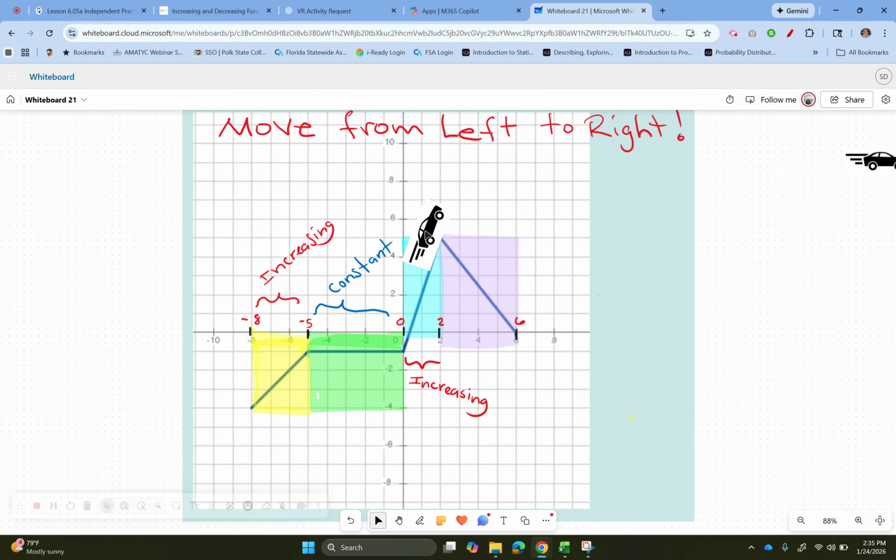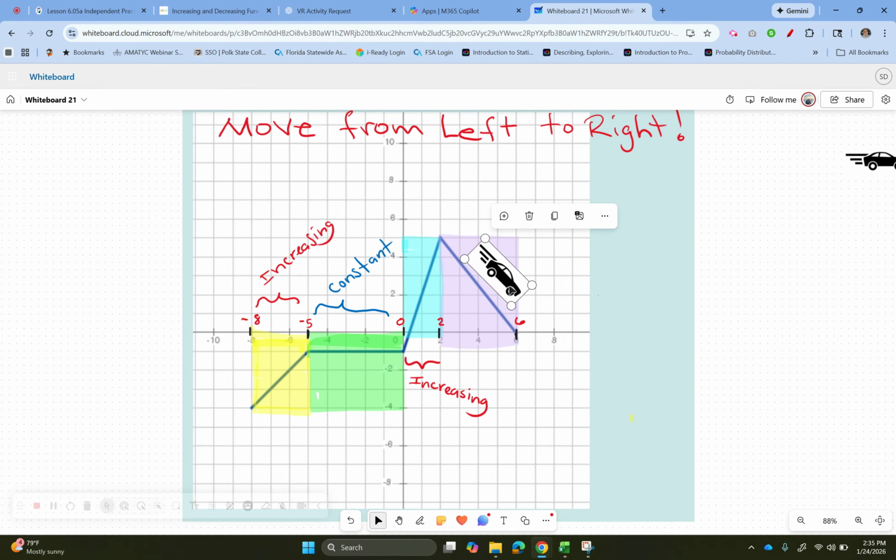But what happens when the car gets all the way up here, when x is 2? The car cannot keep going up because there's no road, no line to travel. So the car is going to have to do this. Let me see if I can, there we go. It's going to have to do this to keep traveling along the line. And you can see that in this section, from 2 to 6, the car is going down.